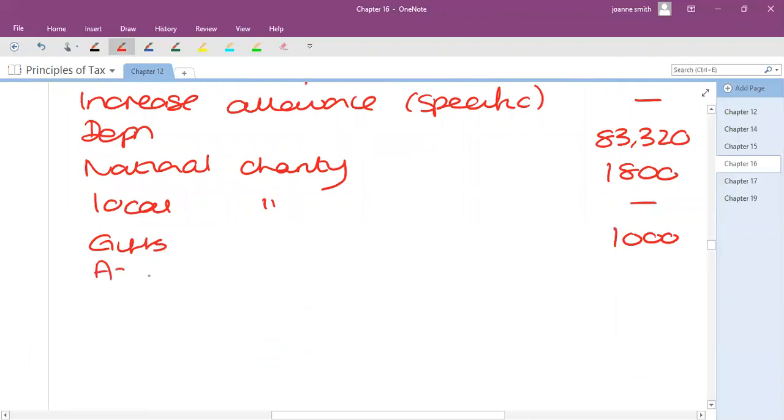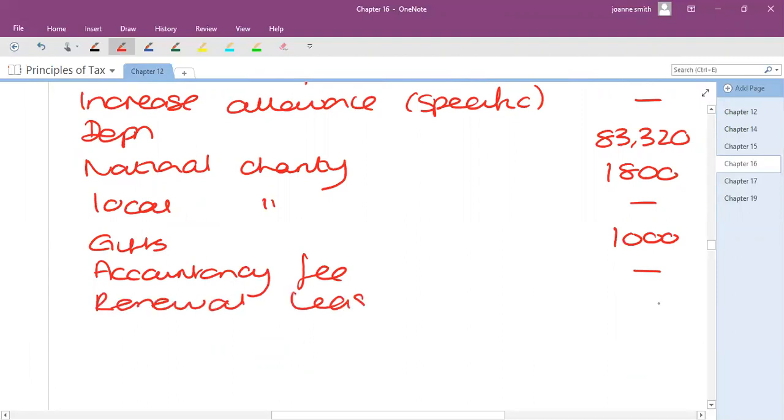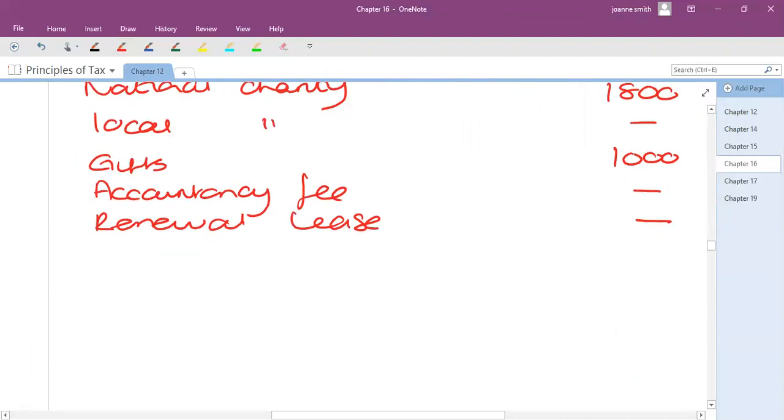So accountancy fee, renewal of the lease. So new lease disallow because it's classed as capital. Renewal is like a repair, allow. And then the loan, I'm going to put in brackets, was trade. Therefore, any legal fees to do with that were okay.